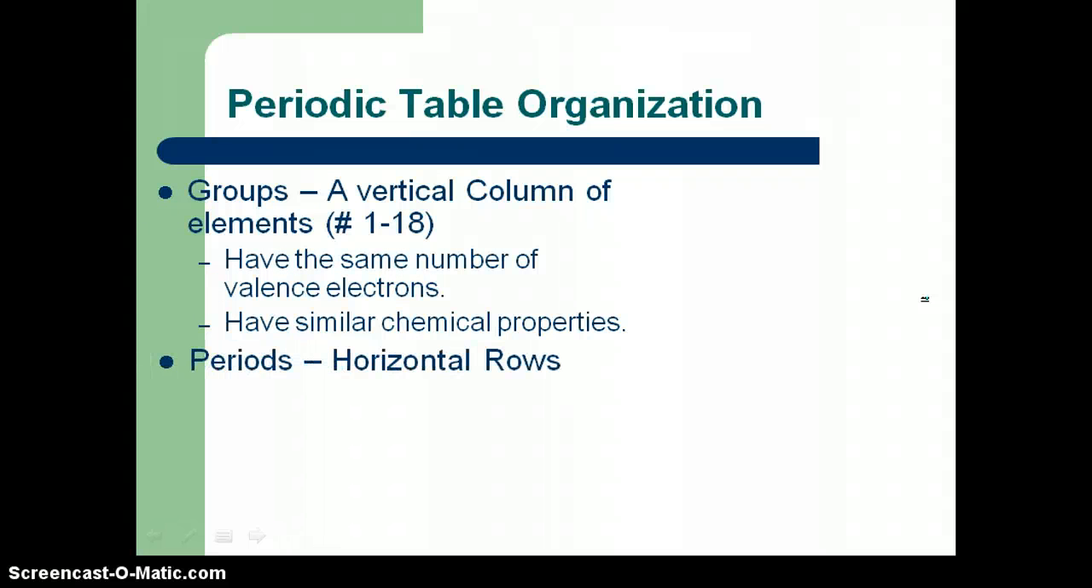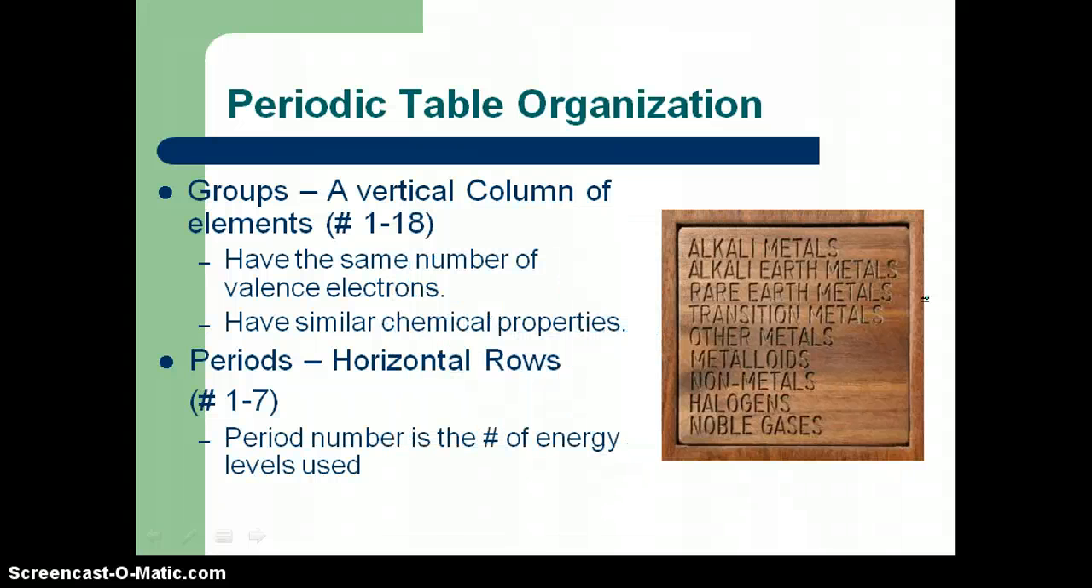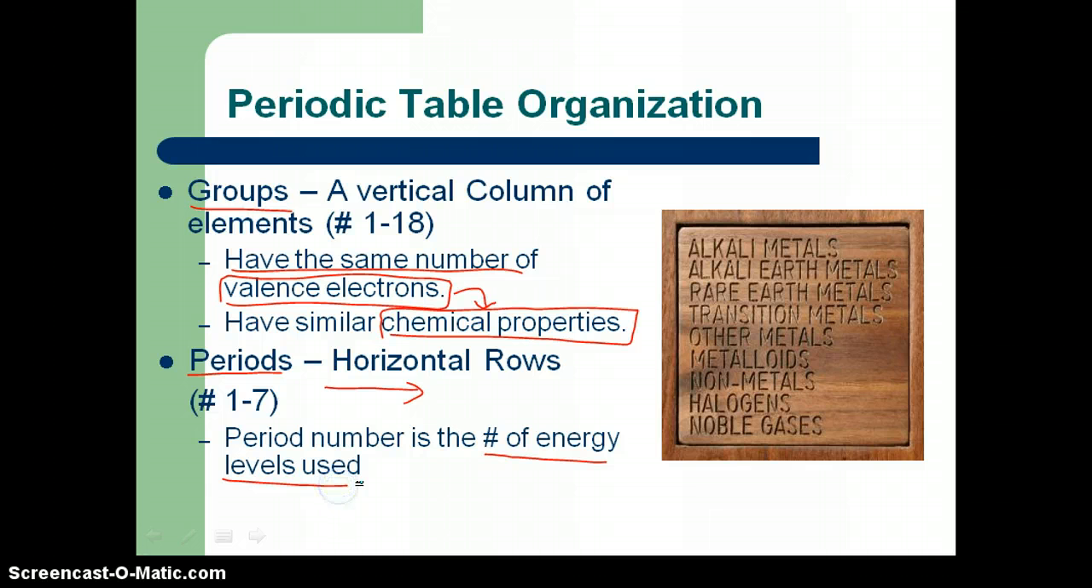So our periodic table organization is by groups and periods. The groups are vertical columns of elements, numbers 1 through 18, and the key part here with groups is that they have the same number of valence electrons. And valence electrons determine chemical properties. So if they're in the same group, they have similar chemical properties. Periods are 1 through 7, and these are the horizontal rows across the chart. This will tell you how many energy levels get used when drawing that particular element. So if they are in period 1, they have 1 energy level. Period 2 elements have 2 energy levels. And period 3 elements have 3 energy levels, and so on.